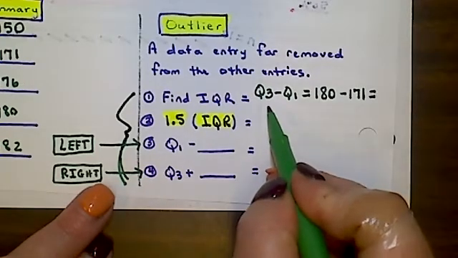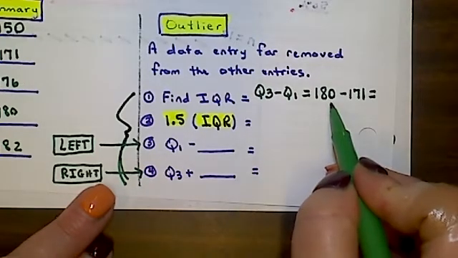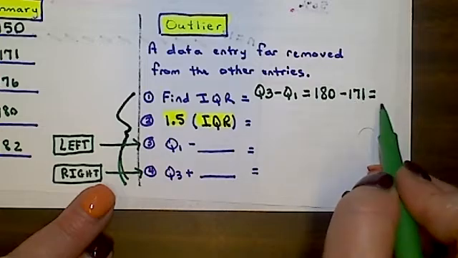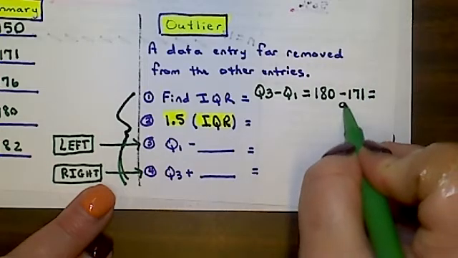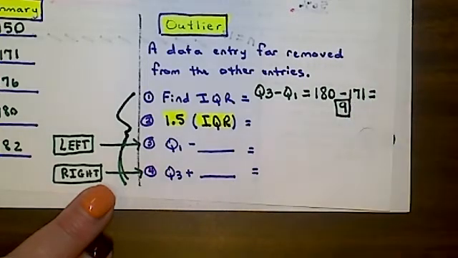So we're going to take the Q3, which is 180, and we're going to minus 171. So that's going to give us an inner quartile range of 9.